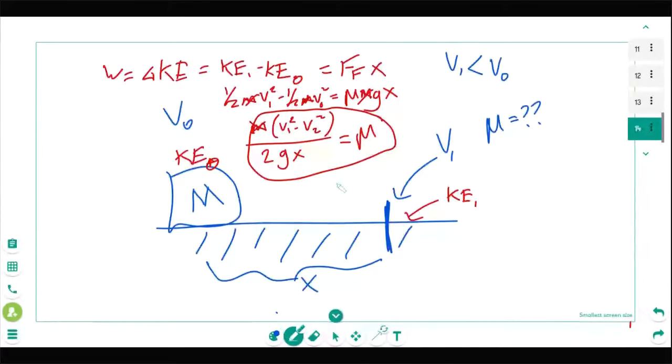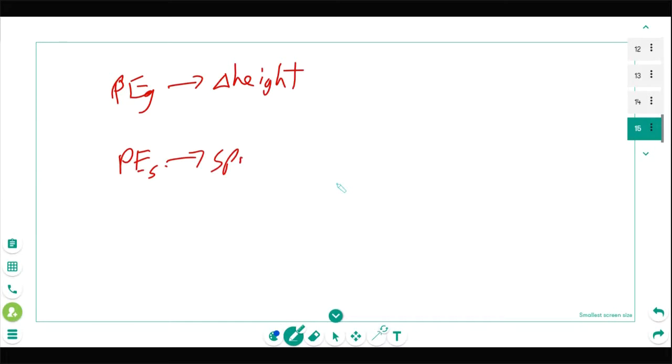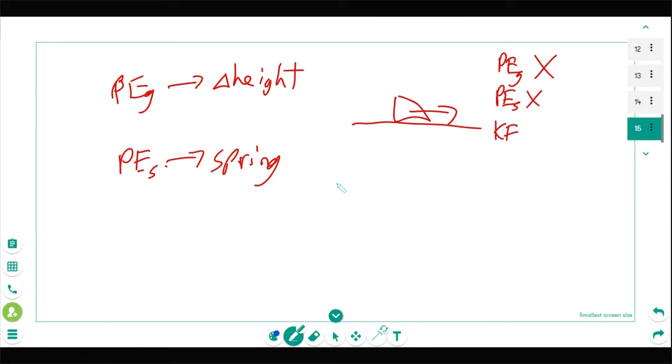So when an object is not moving vertically, there won't be any change in potential energy. Potential energy, we're really looking at two possibilities: PEG or PES. Because we can define our zero point anywhere we want, I am not going to use potential energy unless there's a change in height, or they specifically mention a spring. So if I am just moving horizontally, PEG, nope. PES, nope. Kinetic energy, yes.